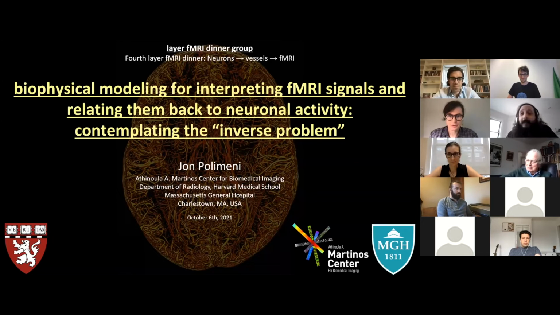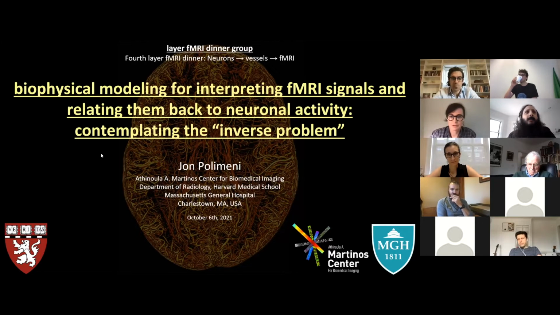Before Jonathan gets started, I'll just give a tiny bit of an introduction. So Jonathan Polimeni is an assistant professor of radiology at Harvard Medical School, as well as an assistant in biomedical engineering at MGH, Massachusetts General Hospital. He's part of the MRI physics and instrumentation group at the Martino Center in Boston.